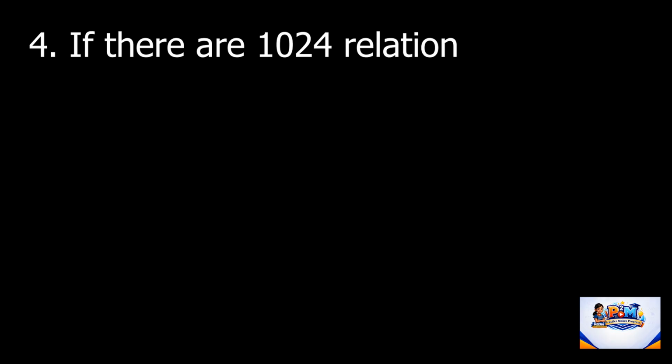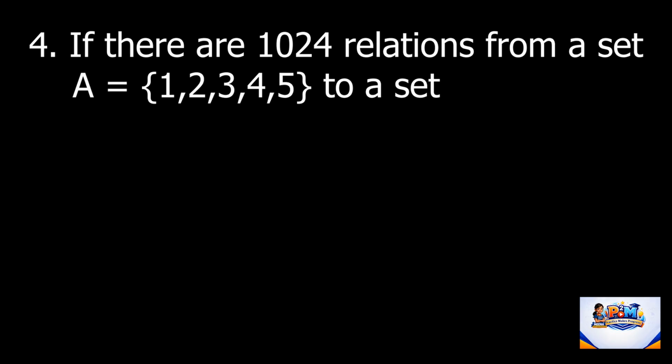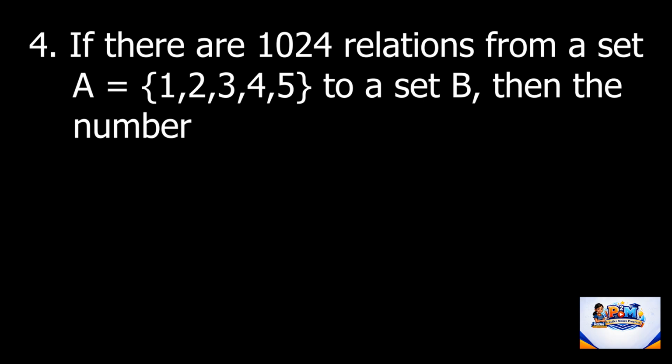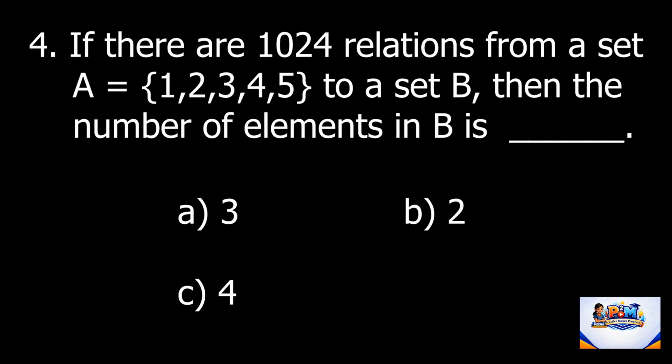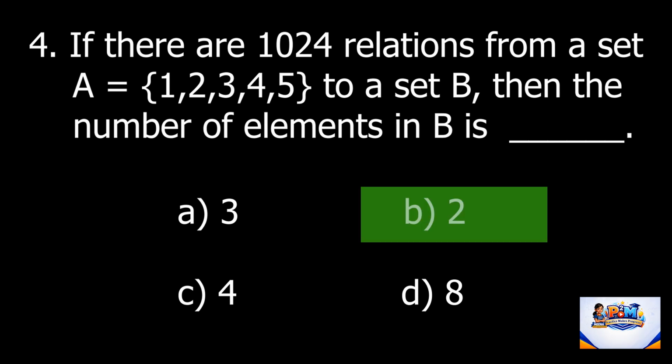Fourth question. If there are 1024 relations from a set A equal to the set 1, 2, 3, 4, 5 to a set B, then the number of elements in B is dash. Options are 3, 2, 4, 8. The correct answer is option B, 2.